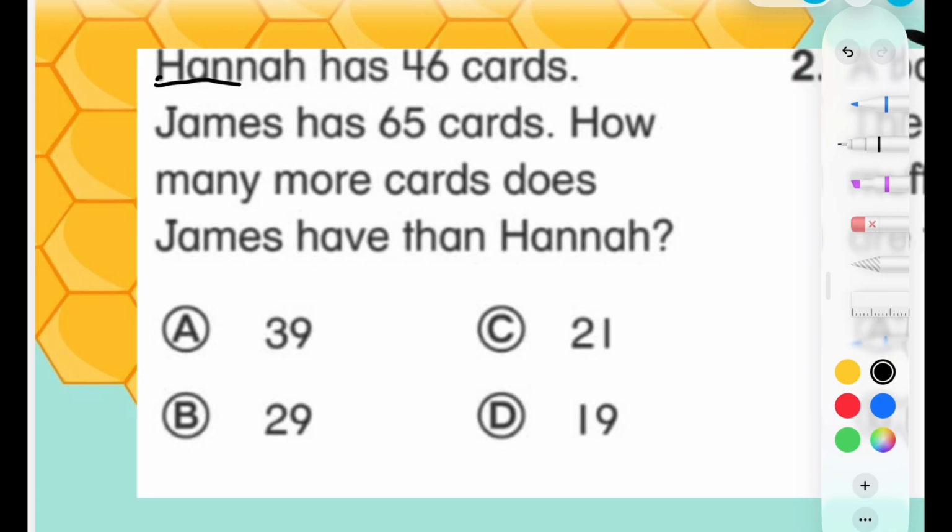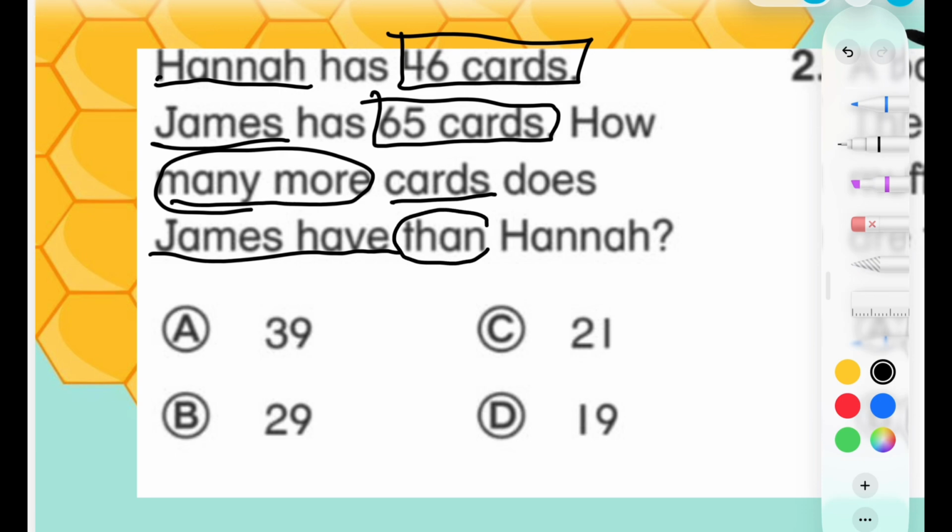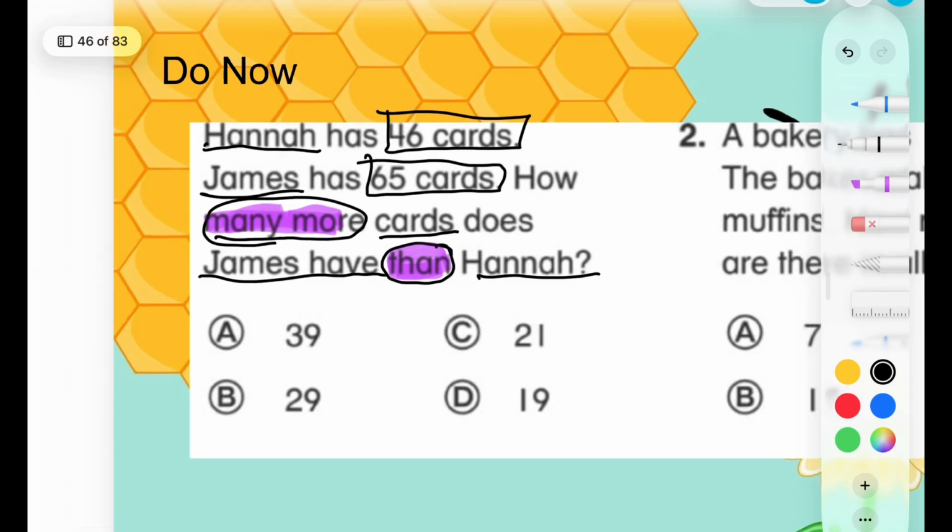So in the text, the story is about Hannah. She has 46 cards. James also has cards, 65 of them. But then it says how many more cards does James have than Hannah? How many more and than are both keywords that mean to subtract.